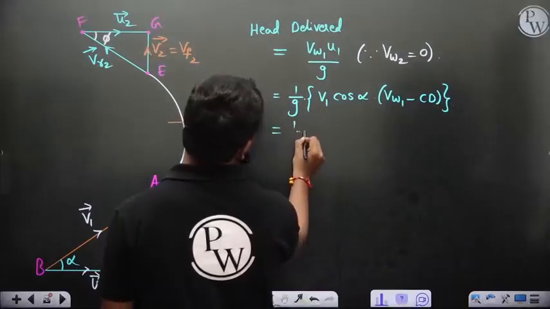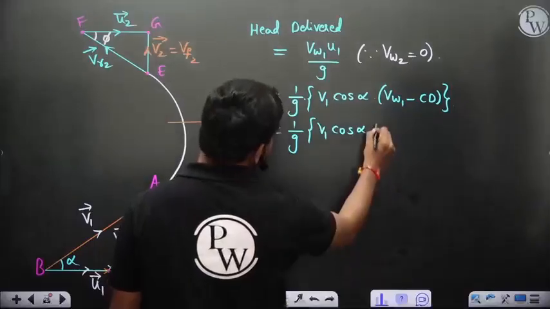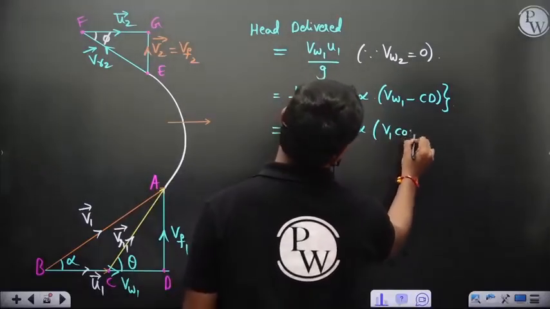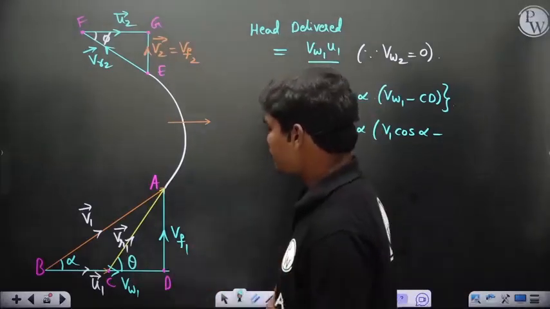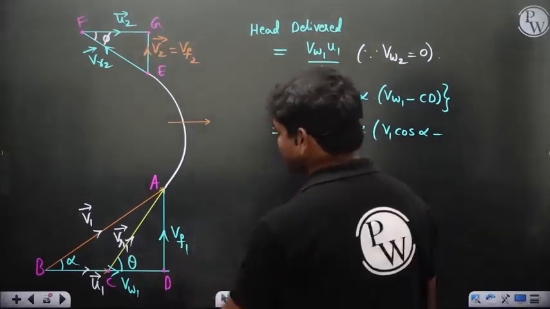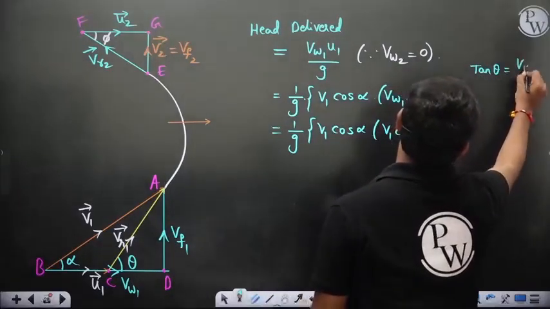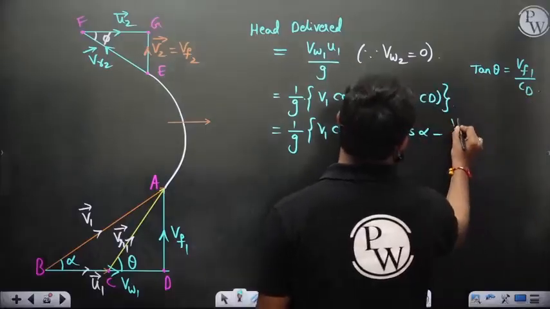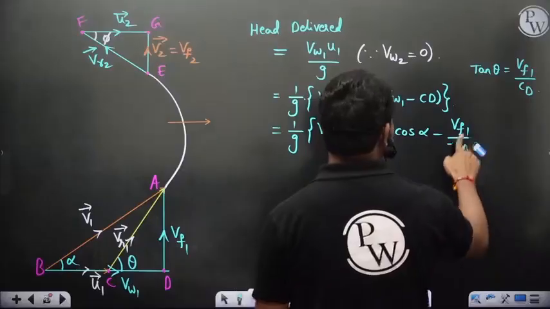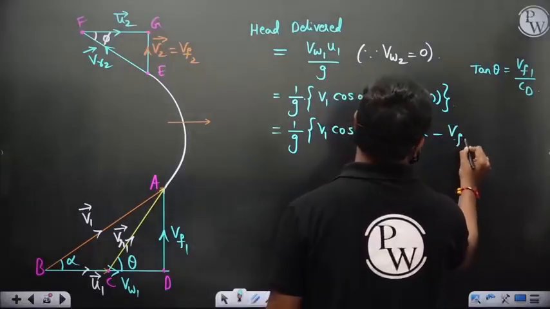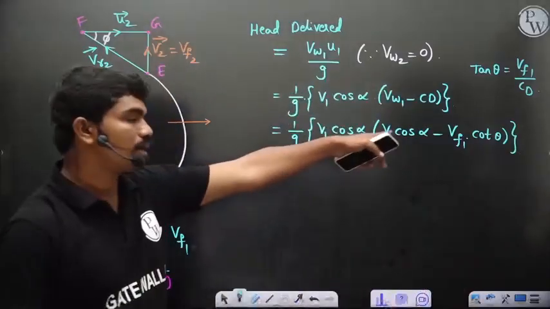So this is 1 by g into V1 cos alpha, into, for U1, again one more V1 cos alpha minus CD. So what about CD? CD can be written as VF1 tan theta 1, correct, because tan theta 1 is VF1 by CD. So CD is VF1 by tan theta, or VF1 cot theta. Okay, so V1 cos alpha is multiplied to this complete thing.